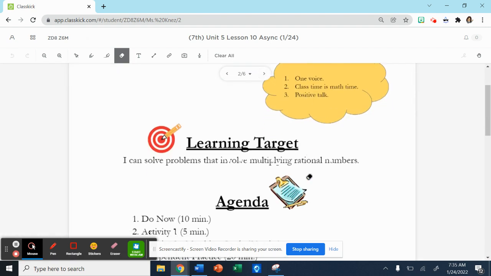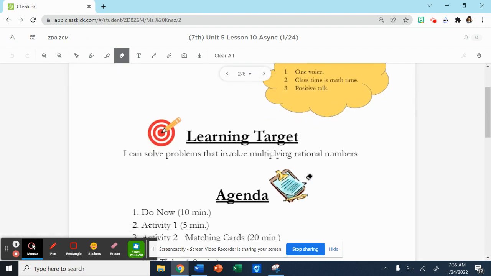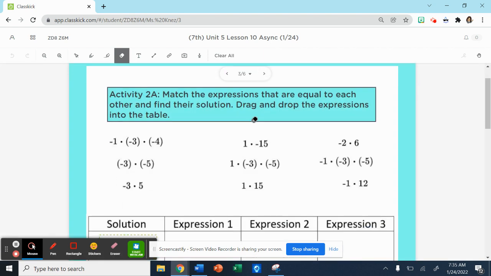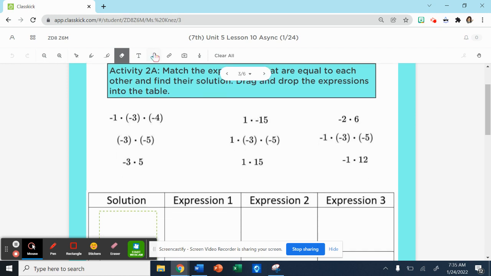Let's take a look at the learning target. I can solve problems that involve multiplying rational numbers. That includes multiplying positive numbers and multiplying negative numbers. On slide 3, you have an activity that asks you to match the expressions that are equal to each other and find their solution. It says, drag and drop the expressions into the table. Let me show you how it works.